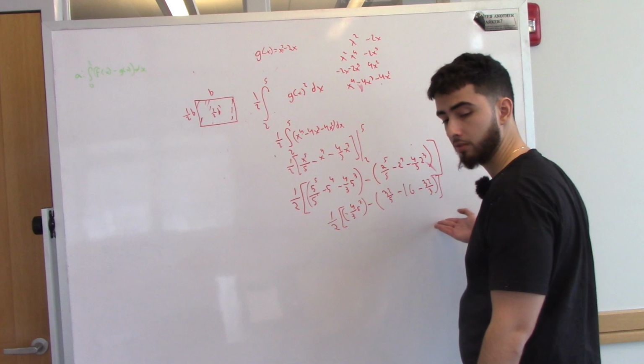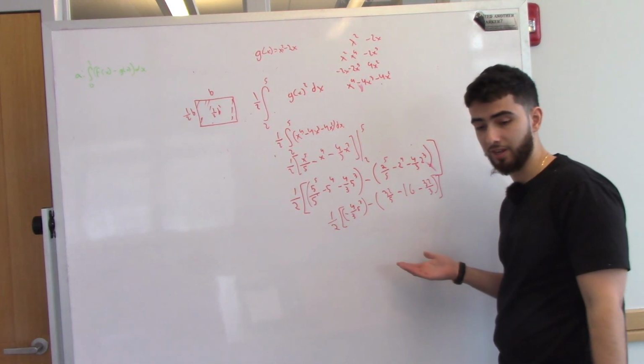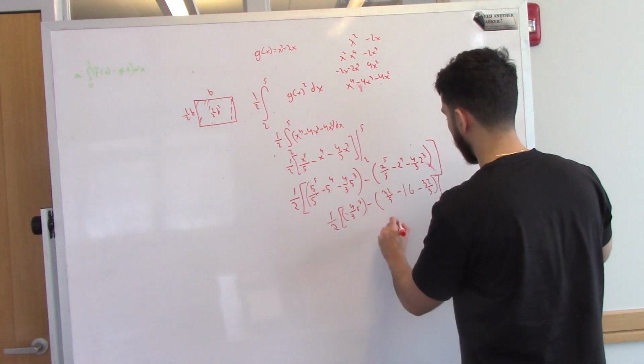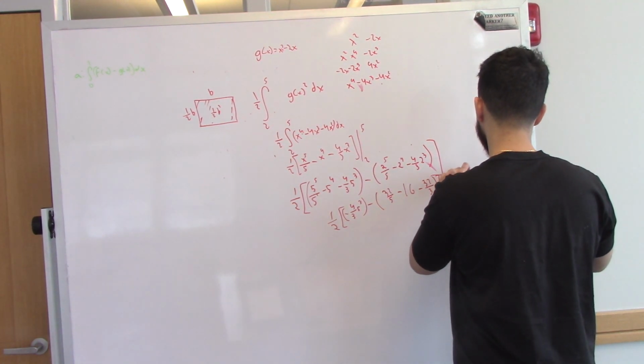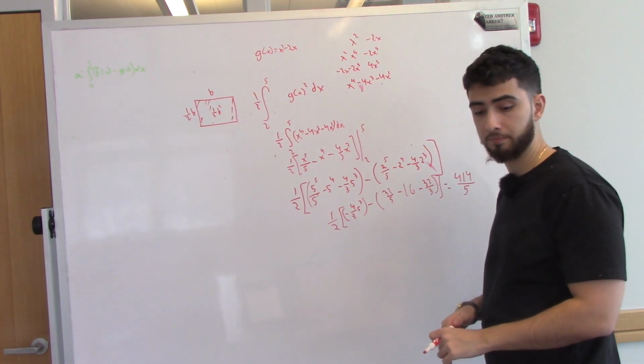Now this is where I personally would stop it, because anything after that is going to get sloppy. However, if you want to keep simplifying, it'll come out to 414/5, and that's going to be it for part B.